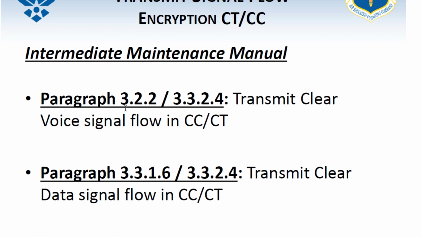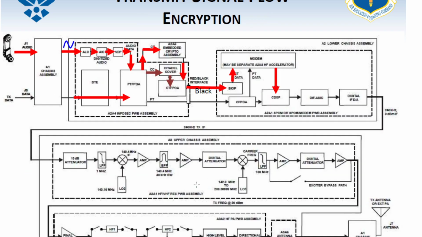If you guys want to follow along in your TOs like I asked you to do, you can go to paragraph 3.2.2 and 3.3.2.4. We're going to talk about transmit clear voice signal flow in CC and CT next. And then from there, we're going to go to paragraph 3.3.1.6, and we're going to talk about transmit clear data flow in CC and CT. So data and voice was the key there. We'll first talk about voice.